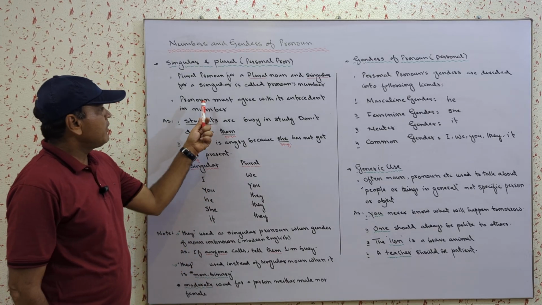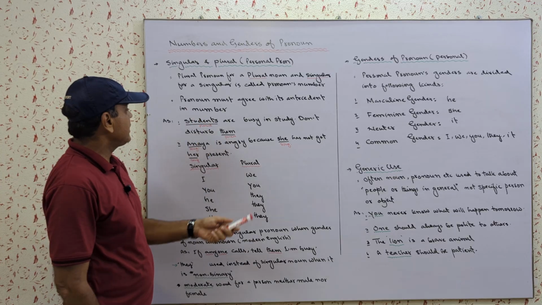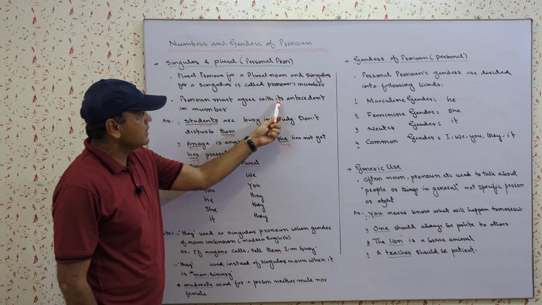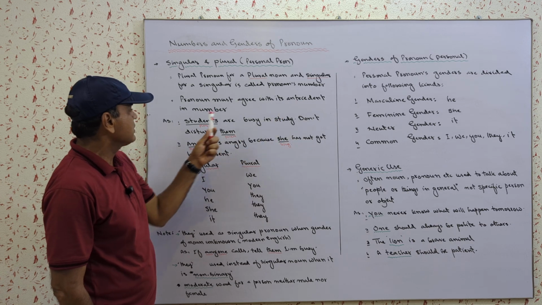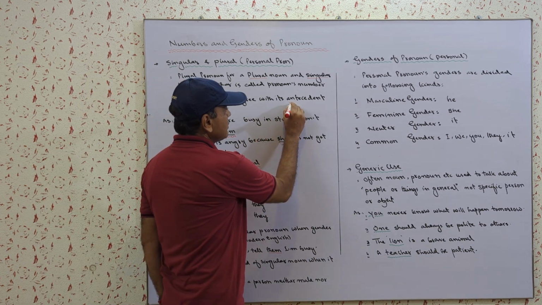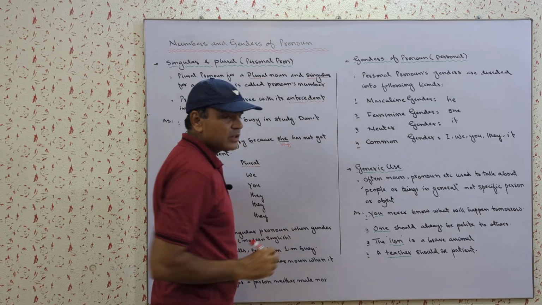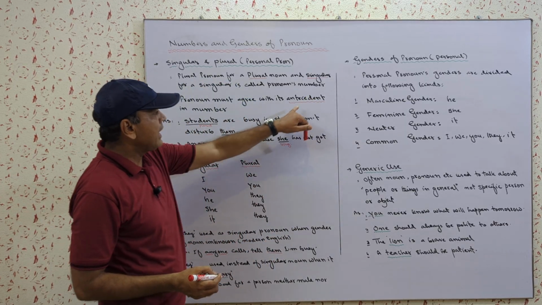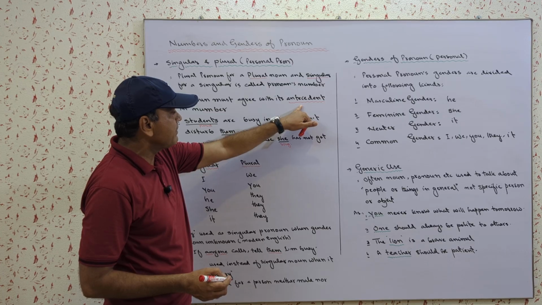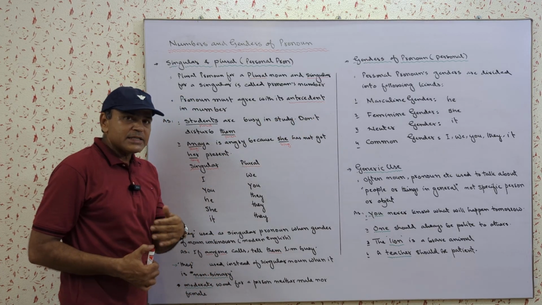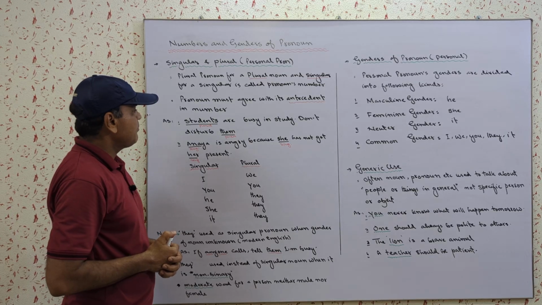Or if you remember from my previous lecture, a pronoun must agree with its antecedent in number. What is an antecedent? I have already talked about it in my last lecture. If you want to know about an antecedent, please watch that video. For now, let us understand what the number of a pronoun is.